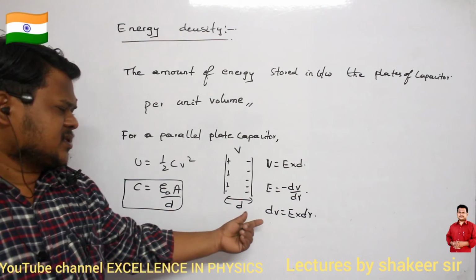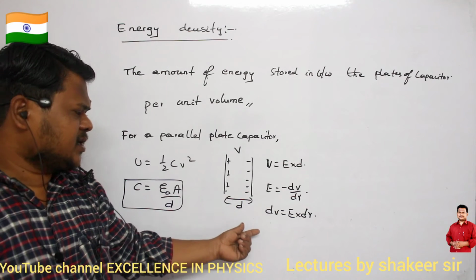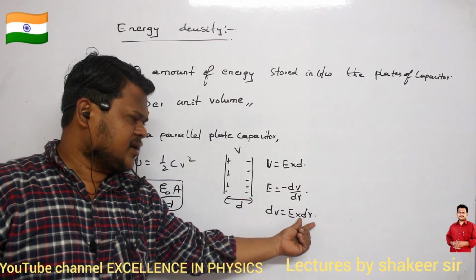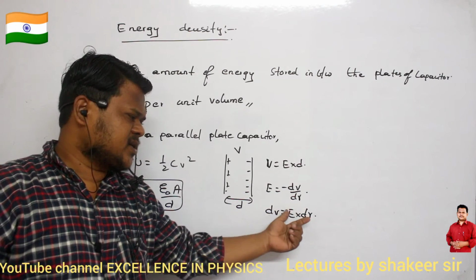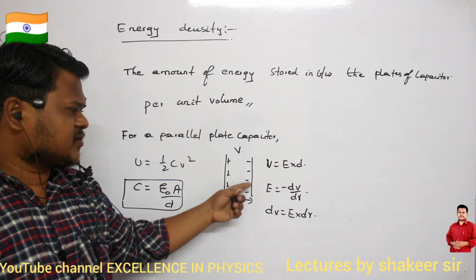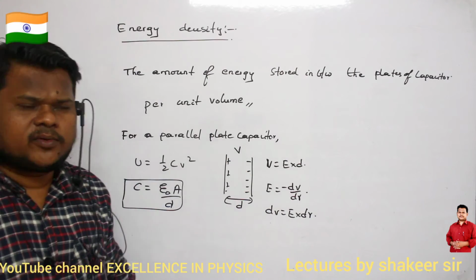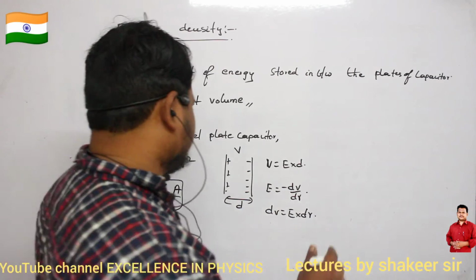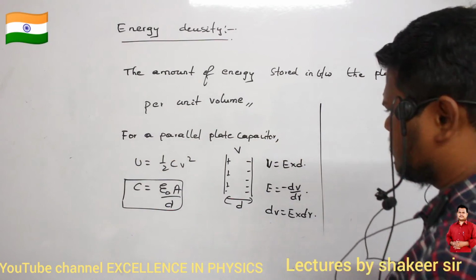So this is in differential form. In general form, I can write V is equal to the integral of E dr. Dr means distance, so how potential is changing with respect to distance? The distance between the plates is D, so I can write V is equal to E into D. Now substitute all these values and let us see what we get.